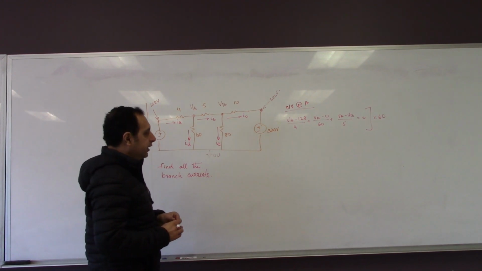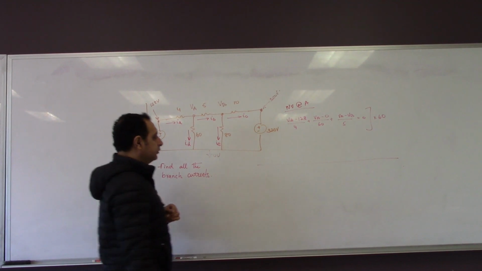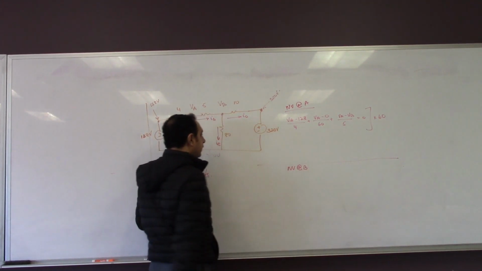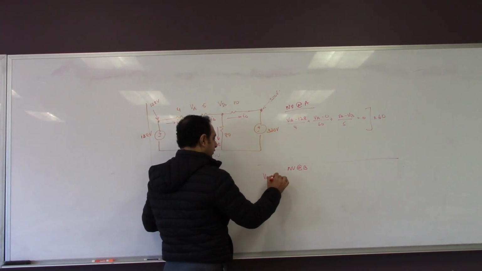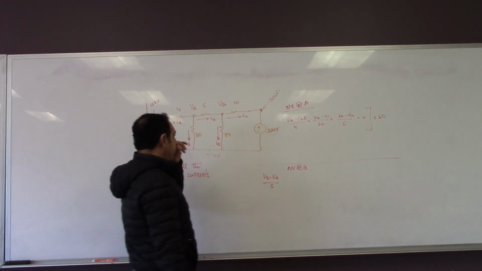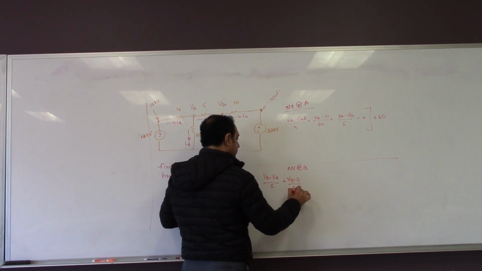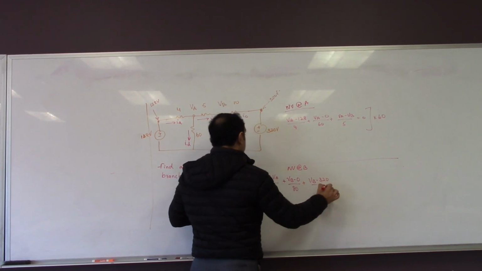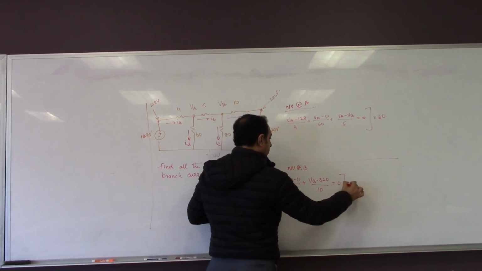Same thing, node voltage at B. VB minus VA by 5, followed by VB minus 0 divided by 80, plus VB minus 320 over 10. We'll multiply this by 80.